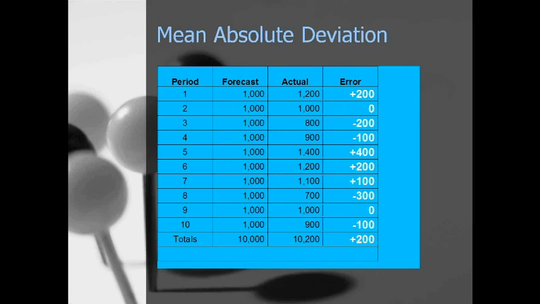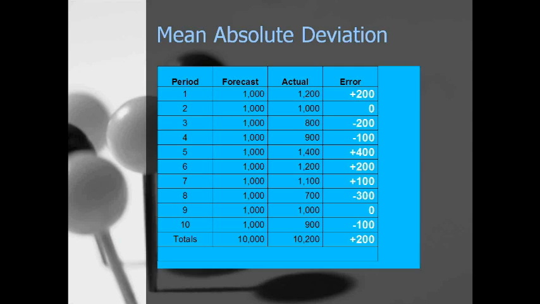This is a simple set of data here. It covers 10 time periods. We're going to say they're monthly requirements. The second column is the forecast that sales and marketing gave us. They said 1,000 a month for each of the 10 months. The third column is what we actually shipped. This came from our records of the shipments that we made that month, put them out the door.